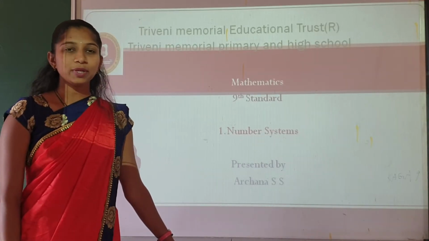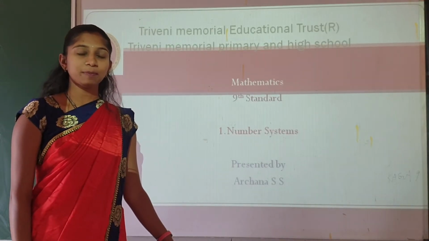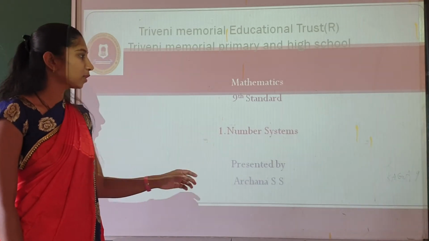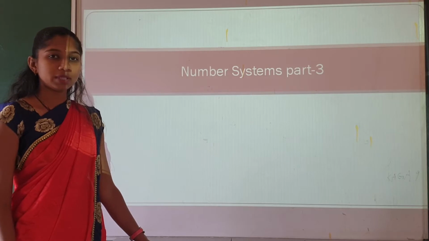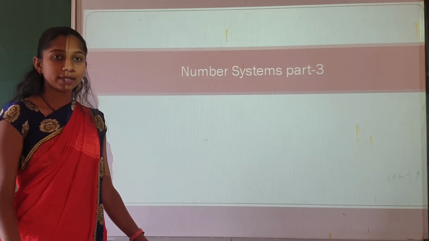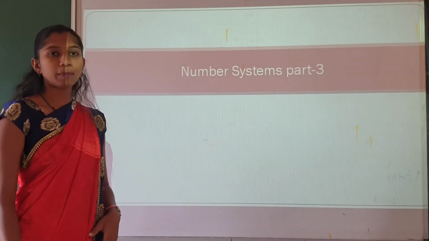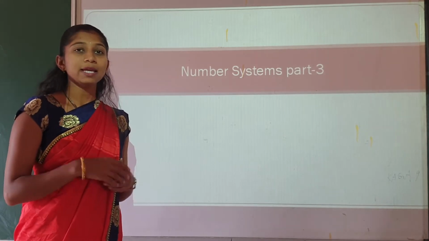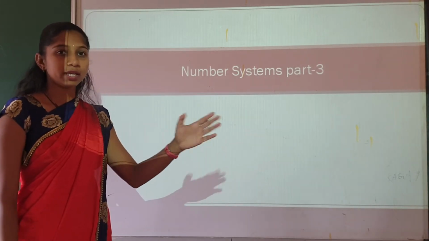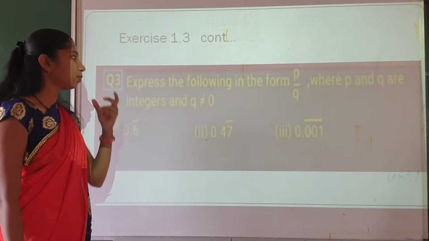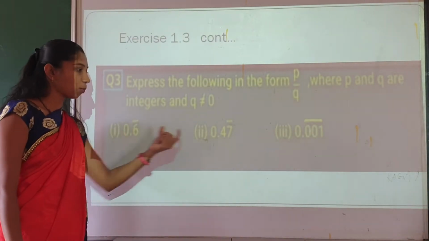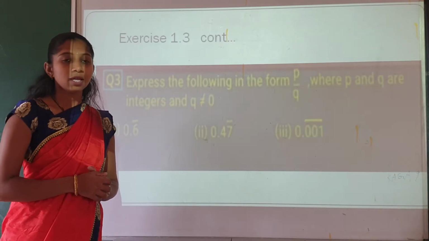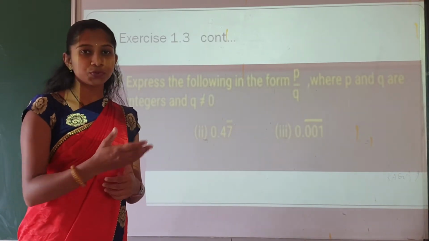Hello students, today I am going to take up the third part of our number system. In the second part, we discussed recurring and non-recurring numbers. In the third part, we are going to discuss the next problems of exercise 1.3. What is the third problem? We also discussed the first two problems, 0.6 and 0.47. Now I will just revise those two problems.